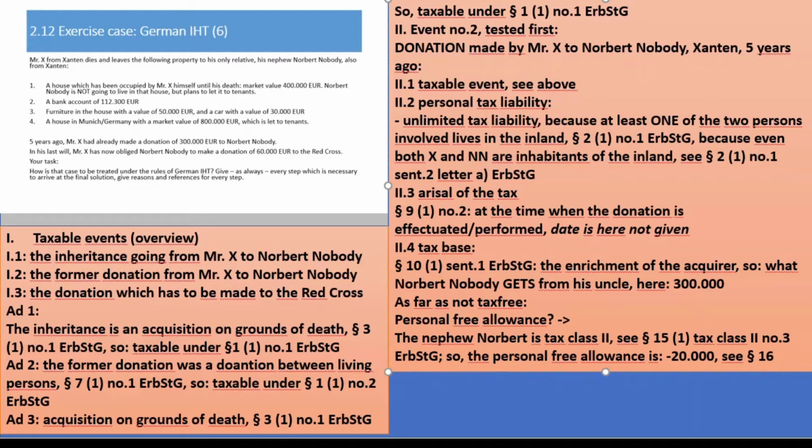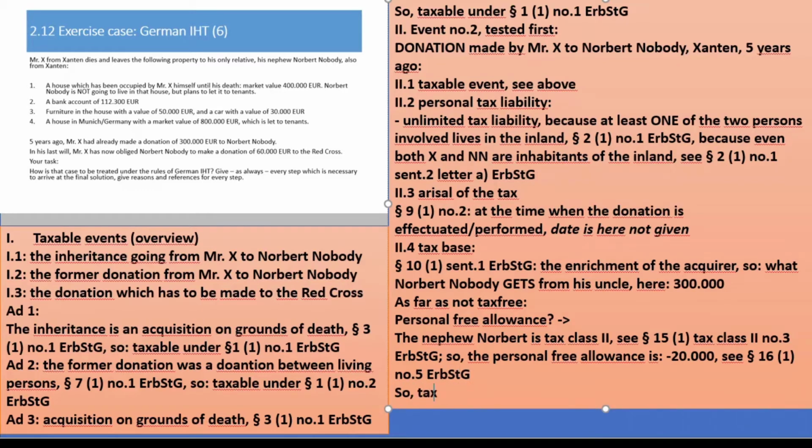Let us look it up. What was it? 16.1, number 5 of the Inheritance Tax Act. So taxable amount is 280,000 euro. Okay. There seems to be no other reason why the tax base could be still lower.